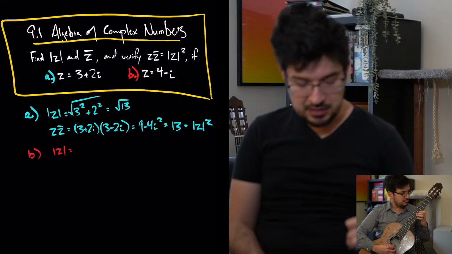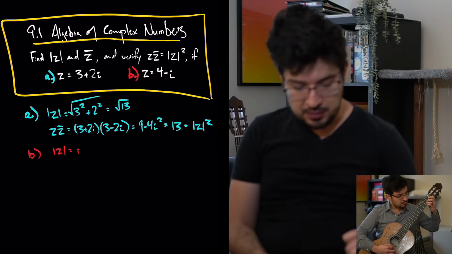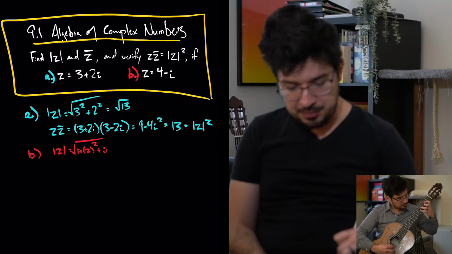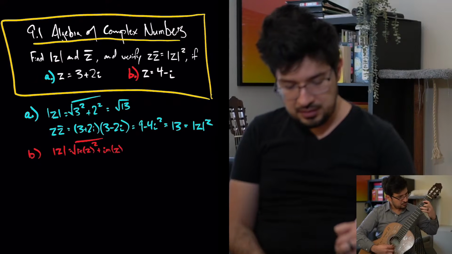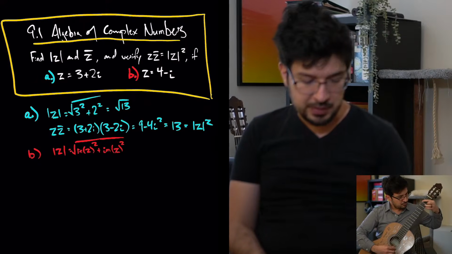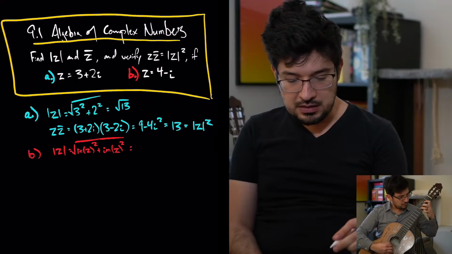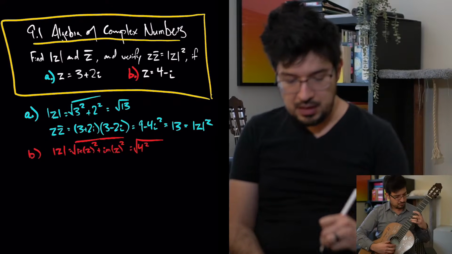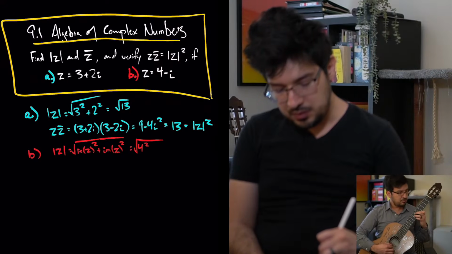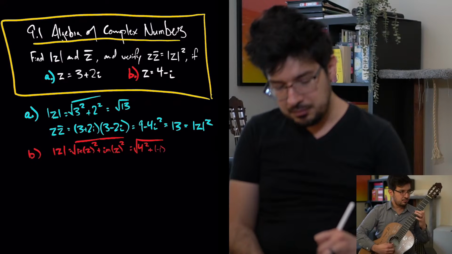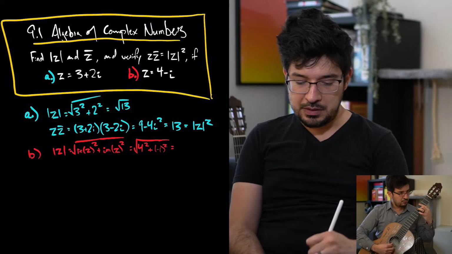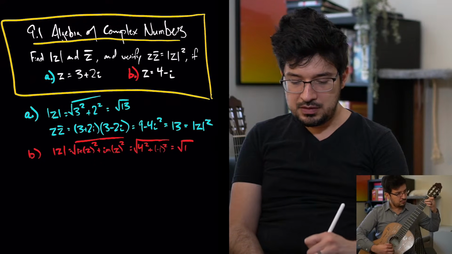That sounds interesting. So we've got the real part of z squared plus the imaginary part of z squared, and then we take the square root of that. So this is 4 squared plus negative 1 squared, and that's going to be the square root of 17.